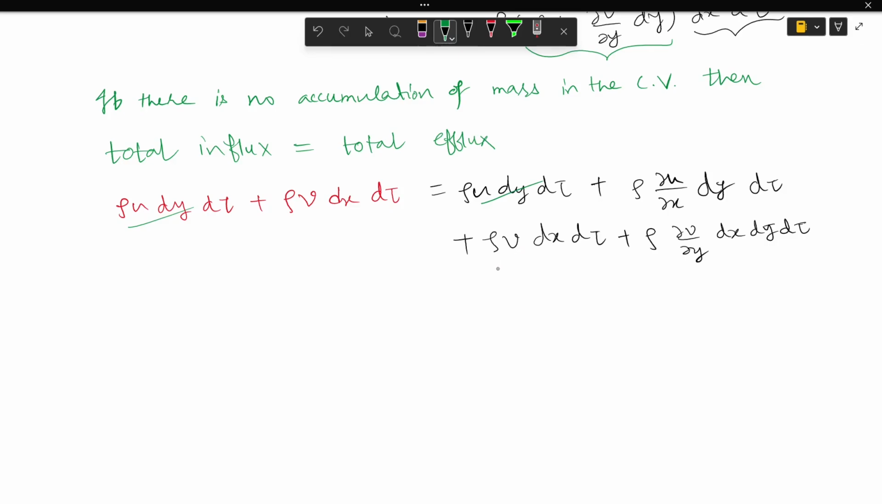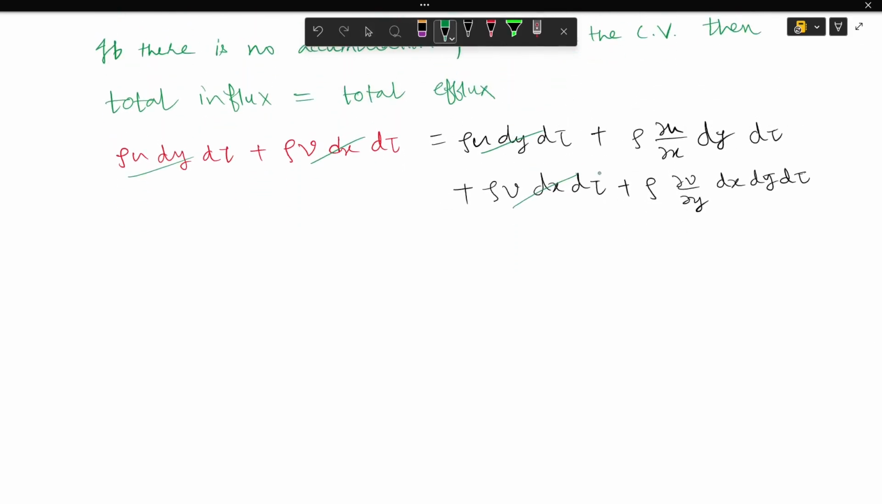And what about the rho v dx d tau, rho v dx d tau? See rho v dx d tau, rho v dx d tau. They are all gone. We are just left with these two terms. So I can write from here that rho du dx dy d tau plus rho dv dy d tau is equal to 0.